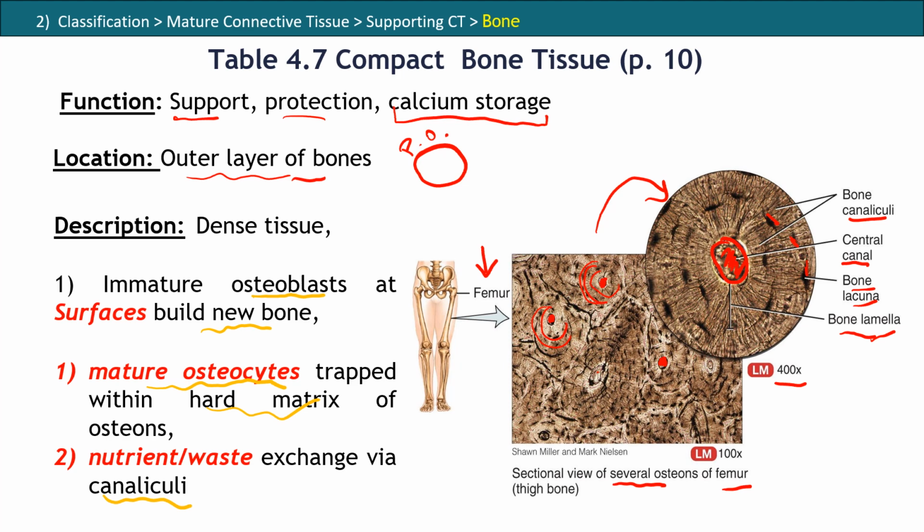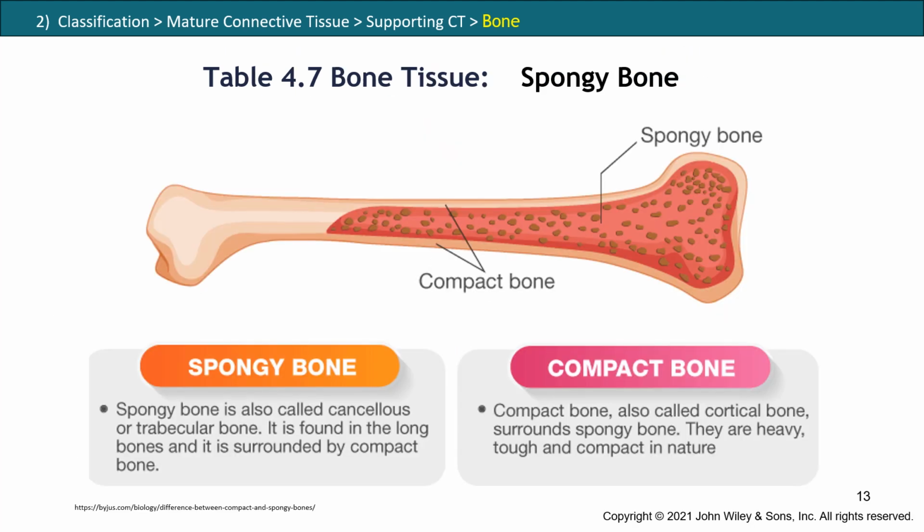And now we're going to move into the other type of bone, the spongy bone. So let's recap. I told you that there was something called compact bone, and there was another one called spongy bone. They have other names. So, for example, the spongy bone can also be called cancellous, or trabecular bone. And the compact bone can also be called cortical bone. They have different names.